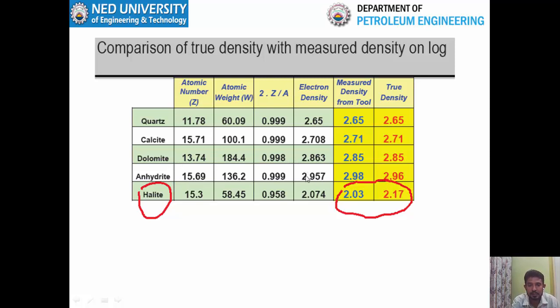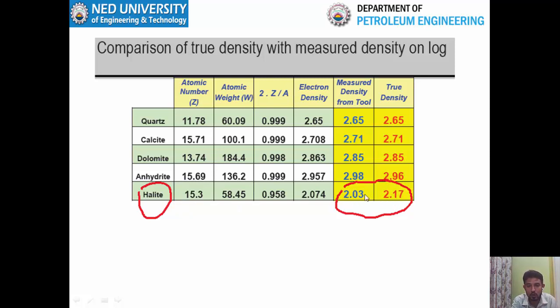Anhydrite: the electron density as measured by the tool is 2.957 and its true density is around 2.96. Halite, salt. As you can see, salt does not follow the rule of 2Z upon A equal to 1. So 2Z upon A for salt is 0.958. So the electron density as measured by the tool is around 2.074, and when reporting on the log it is reported as 2.03, but the actual density of salt is 2.17. The actual density of this halite formation is 2.17.